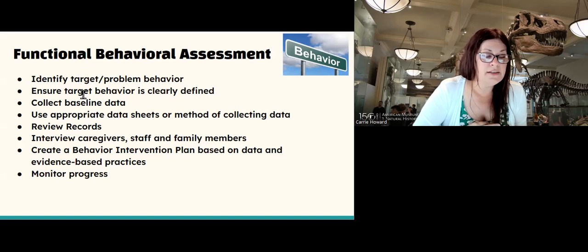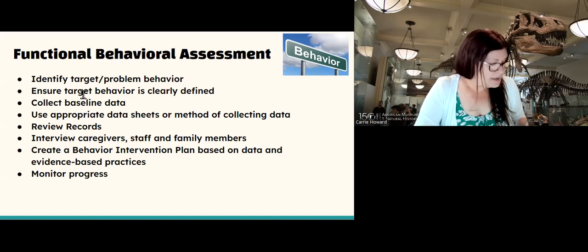So you might need to do scatter plot data. Scatter plot data is great for determining what time of the day the behavior is occurring, or the frequency of the behavior by doing tally marks. You can also collect data using ABC.